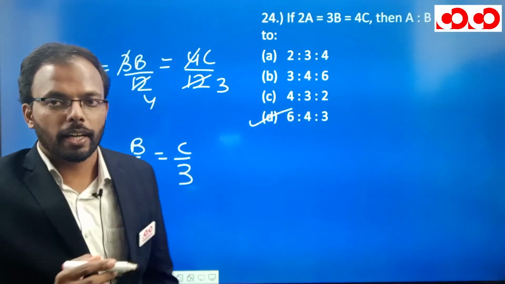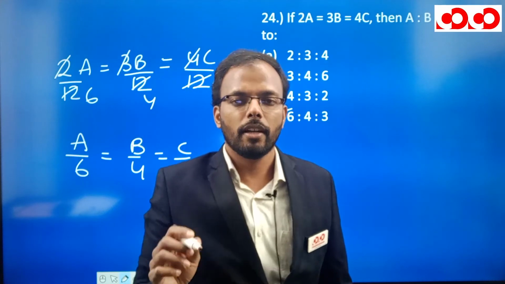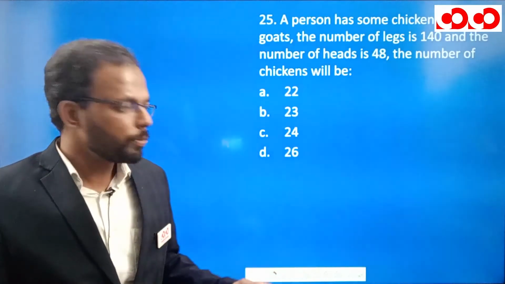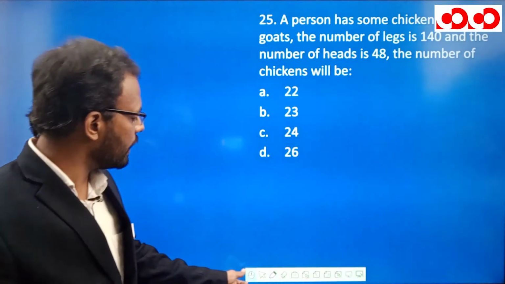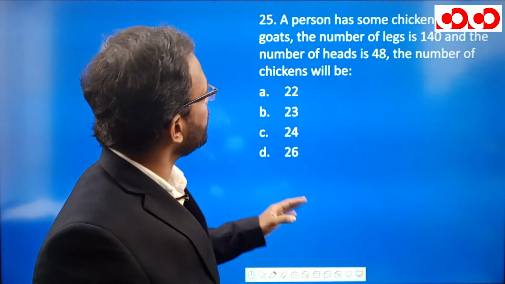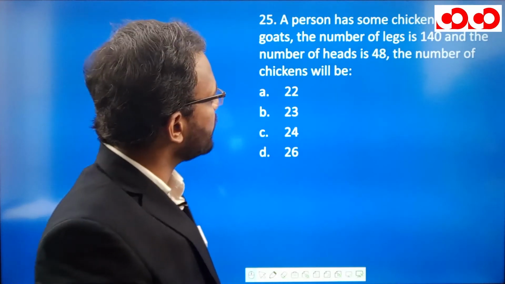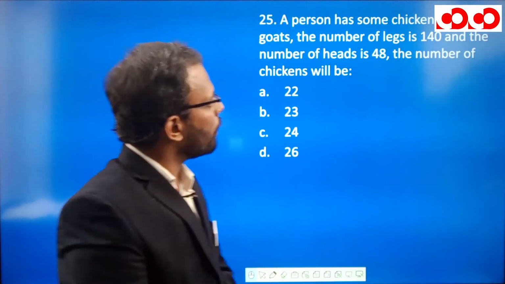D option is the correct answer for this question. I hope it is clear. It's a very easy question, and you can expect such questions also. Let's move on to the next question. We can see that a person has some chickens and goats. The number of legs is 140 and the number of heads is 48. Find the number of chickens.